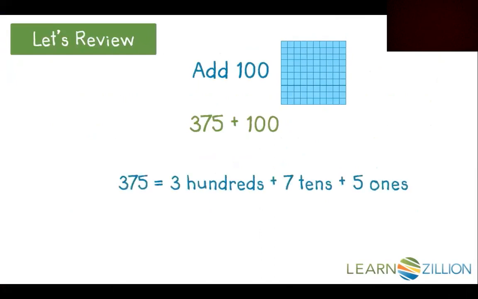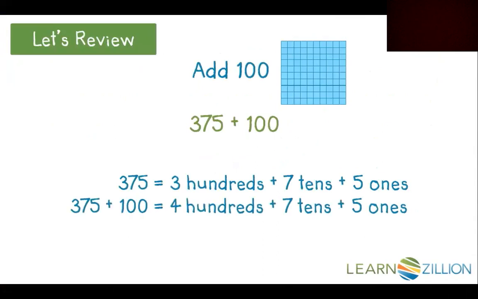We know 375 equals 3 hundreds plus 7 tens plus 5 ones. 375 plus 100 equals 4 hundreds plus 7 tens plus 5 ones. The hundreds digit increases by 1. The tens and the ones digits stay the same.